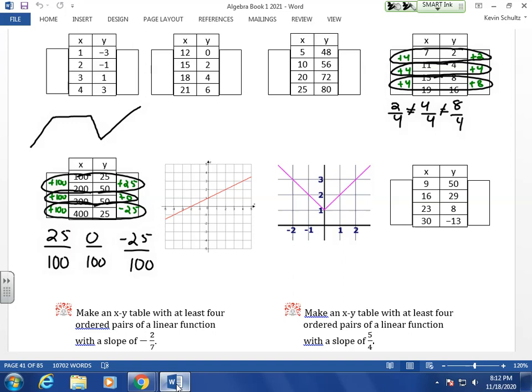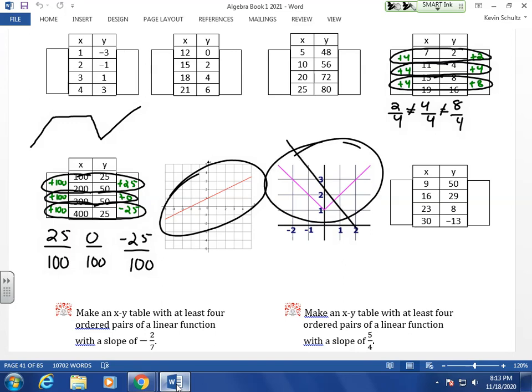It's not a line. The two graphs we already talked about. Is this a line? Yes, it is. Therefore, it is a linear function. Is this a line? No, it's not. Therefore, it's not a linear function. That was fun. The last one here, y column.